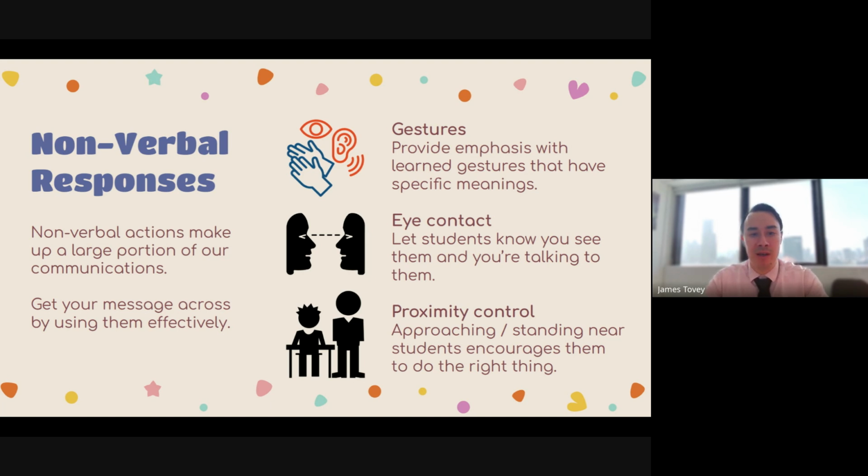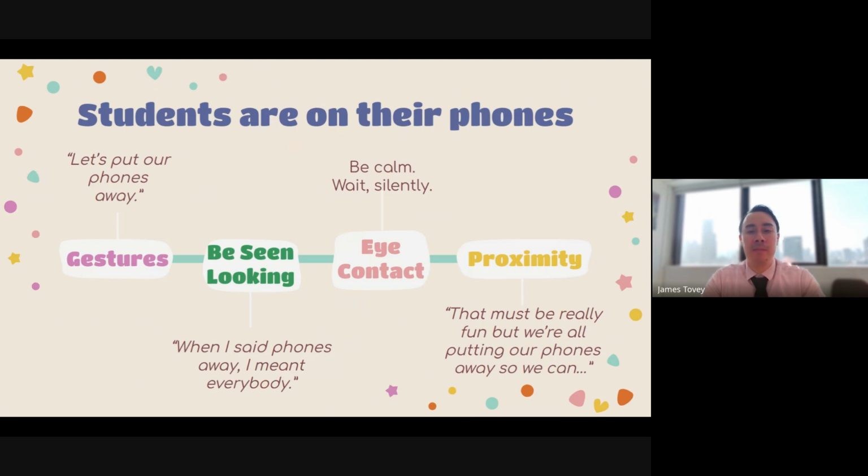Yeah, using eye contact and proximity control and gestures can be used throughout every situation as well. Now, let's talk about a situation where students are on their phones. So you can start with a gesture. Let's put our phones away. All right, so you've done that. A few of the students are still on their phones. Then you might want to incorporate some BCM looking techniques. So you do the invisible column over there, or maybe get on your tiptoes as well, and you say, when I said phones away, I meant everybody.